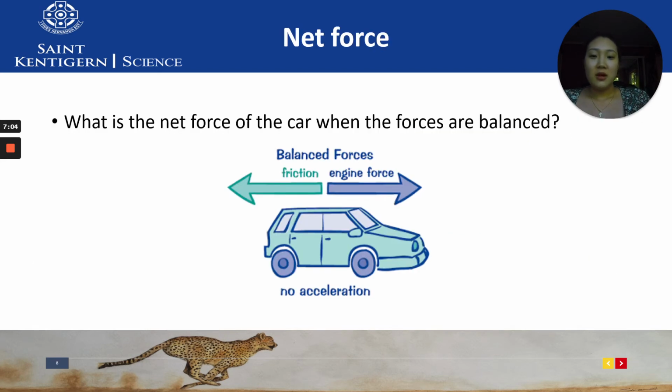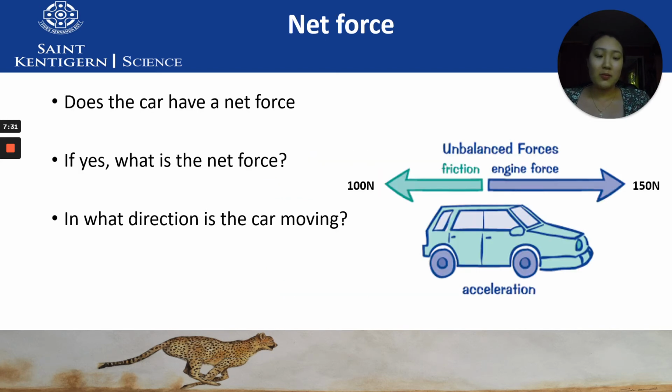I have a question for you. What is the net force of this car when the forces are balanced? It's 0, right? Because both friction and engine or thrust force in this example must equal each other. So when you subtract the same numbers, the net force is going to be 0. Now, let's work on this question. You can pause this video to work on this.